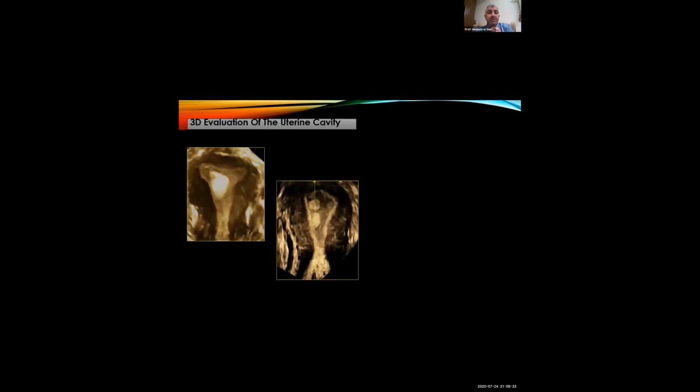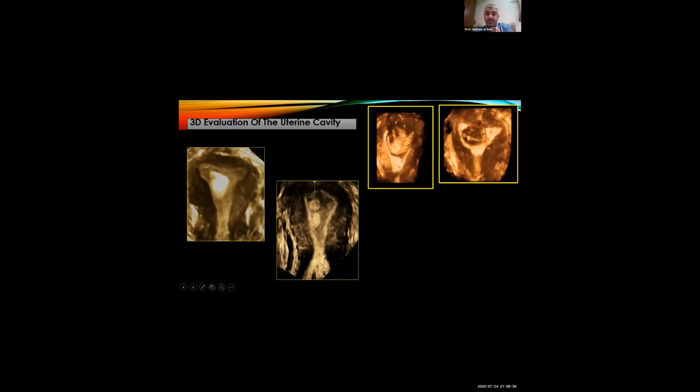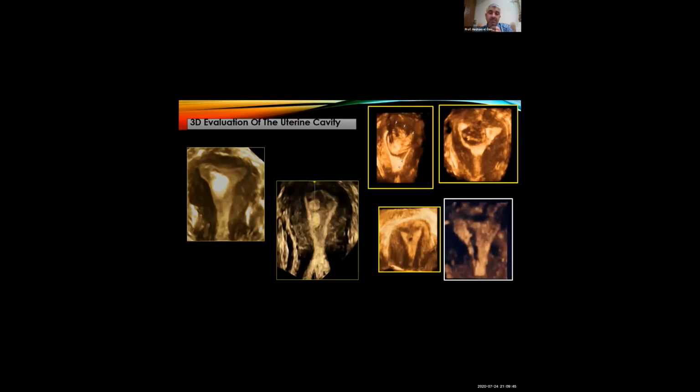And of course, with the 3D, you could again evaluate polyps, you could evaluate the uterine invasion of submucous myomas and the degree of invasion of the submucous myomas. And adhesions, again, could be easily seen as filling defects within the endometrium.